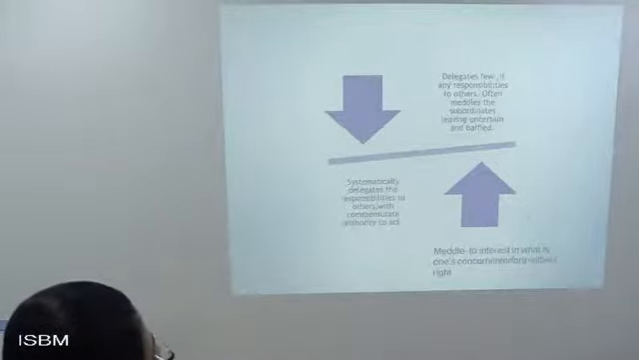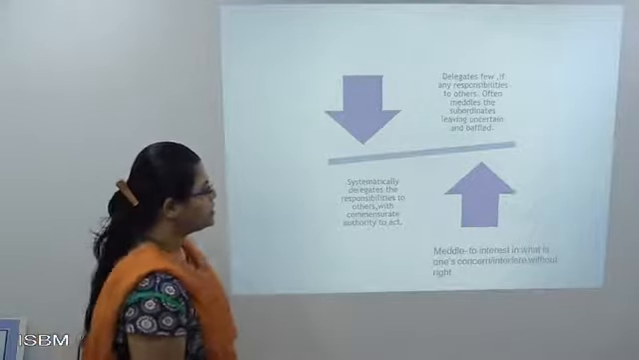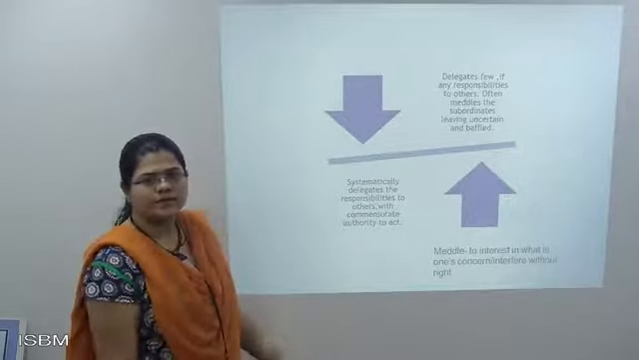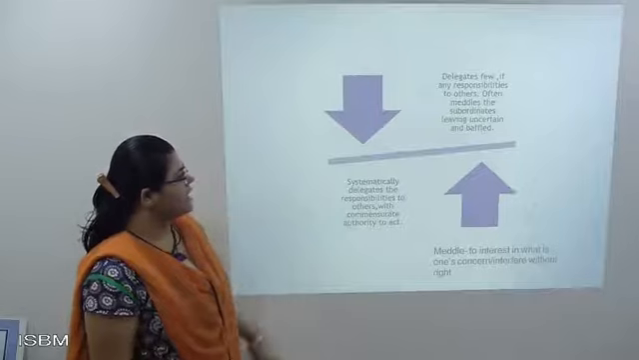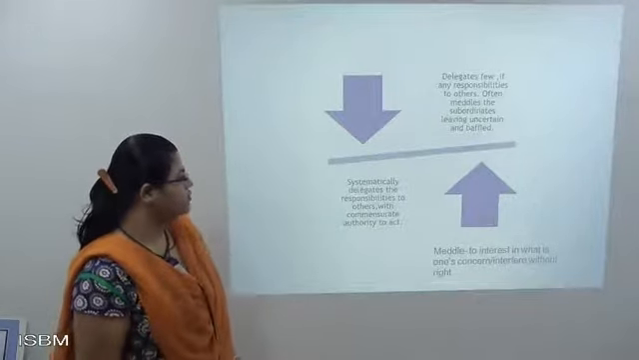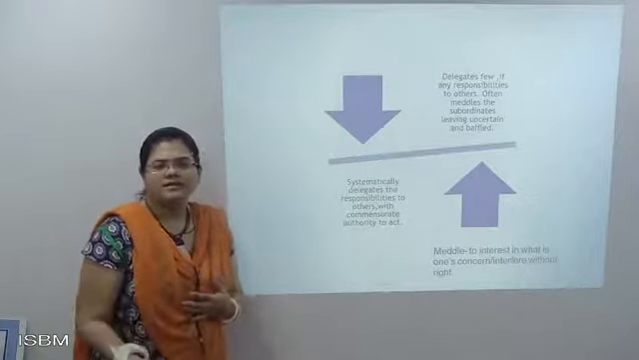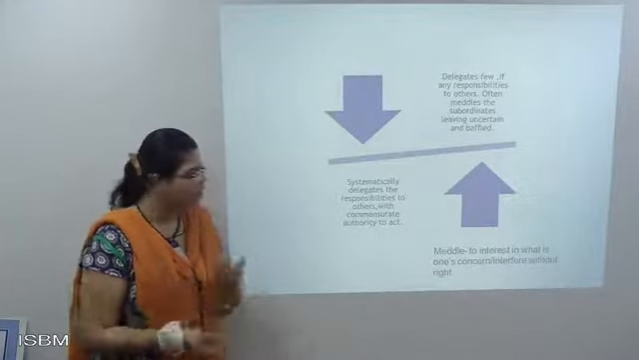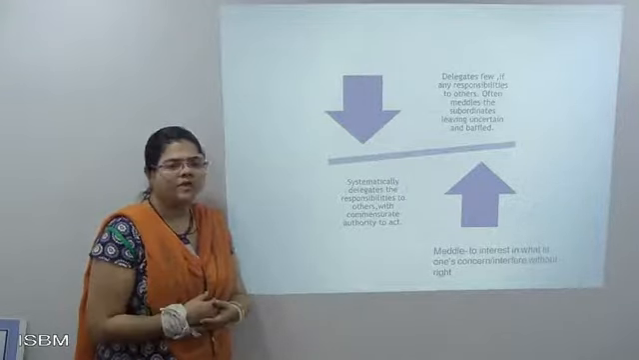Where this type of transactions has been done in the administrative system. Middle to interest is one concern, interfering without the rights. Now here, without the rights, the interference is done in 2 different types of systems. Systematically delegating the responsibilities to others with commensurate authority to act. Here the authorities are delegated to others, the responsibilities are given to others, and according to that responsibility, the person gives their own views.